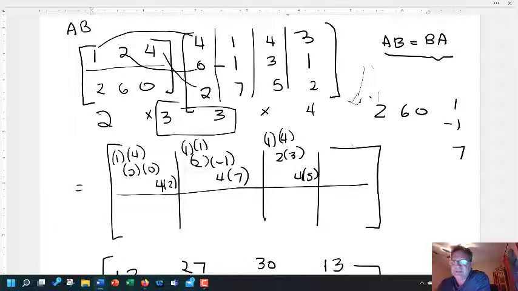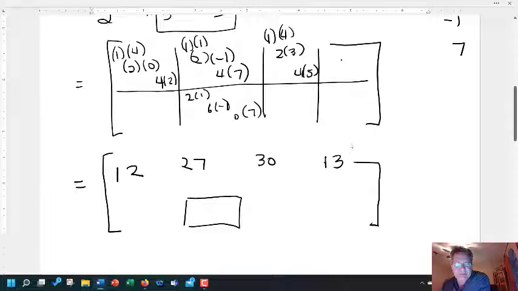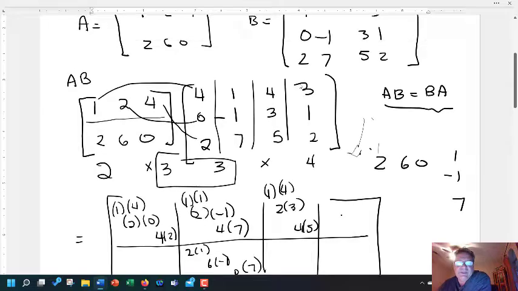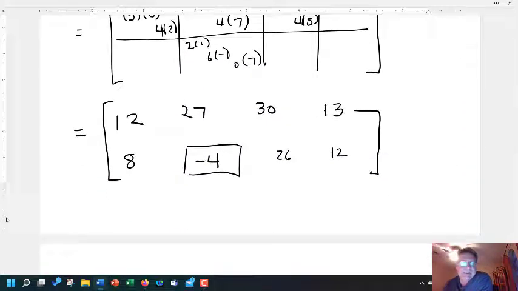You can see you could just do that off to the side. That would be 2 times 1, 6 times negative 1, and then 0 times 7. And that would be negative 6, negative 4. And that's what I would put dutifully here. So if I did that piece by piece, I would get 8, minus 4, 26, and 12. So that is A times B. I get the 2 by 3 times 3 by 4, and I get a resultant of a 2 by 4.